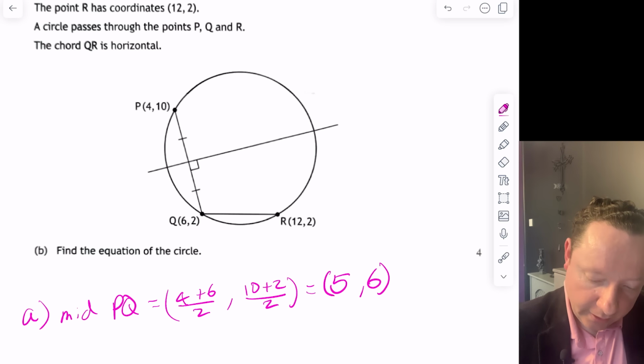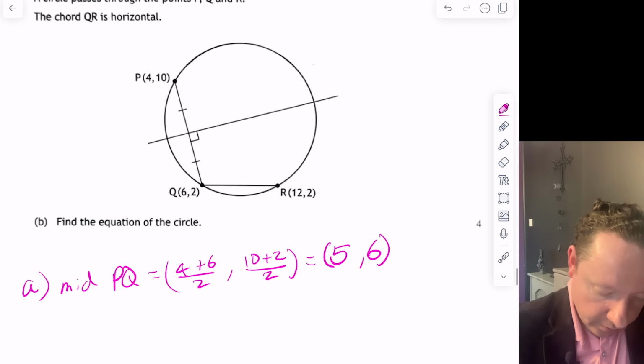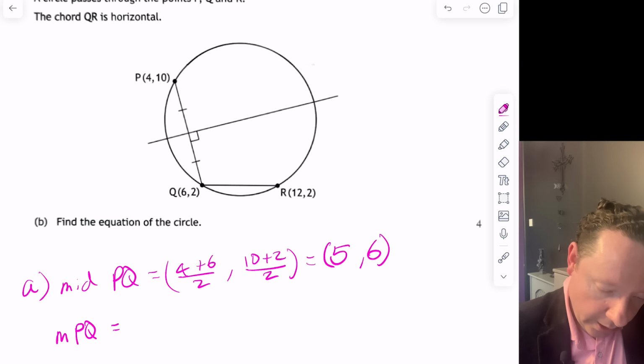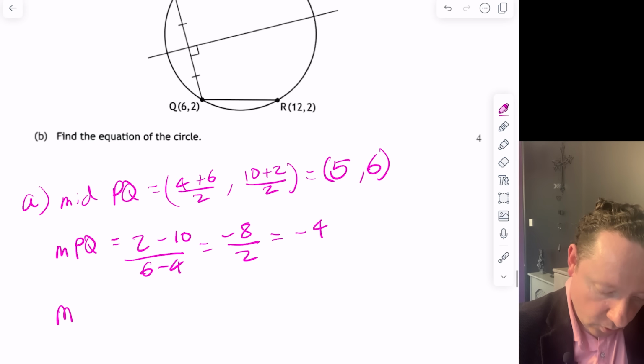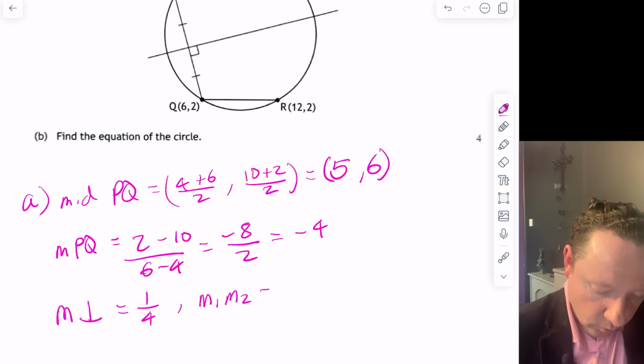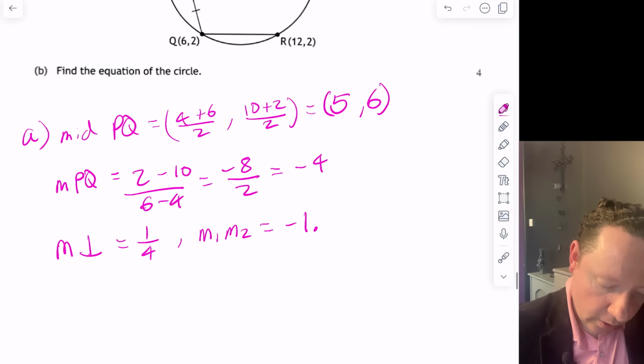And now I need the gradient. Well, it's perpendicular, so I can find the gradient of PQ and use m1 times m2 is minus 1. So y2 minus y1, so it's 2 take away 10, all over 6 take away 4. 2 take away 10 is minus 8, 6 take away 4 is 2, so that gives me minus 4. So that means the gradient of the perpendicular equals 1/4, and I need to say why I know that. m1 m2 equals minus 1.